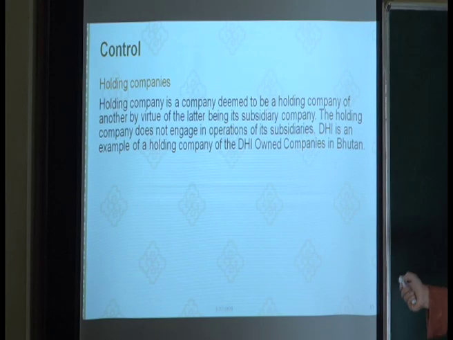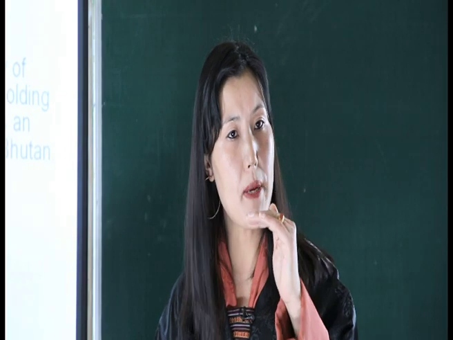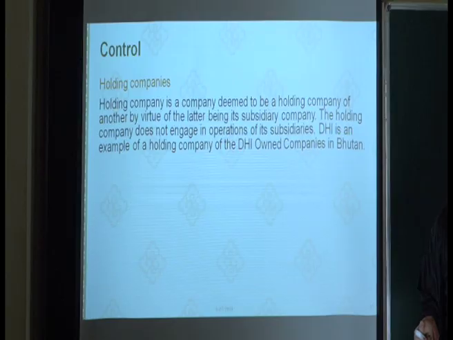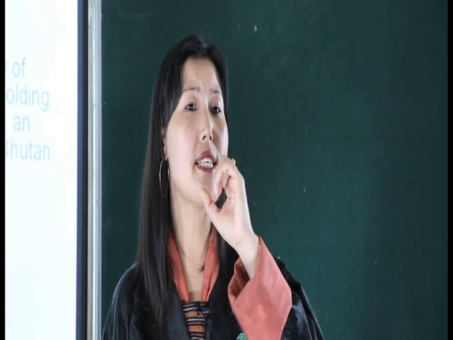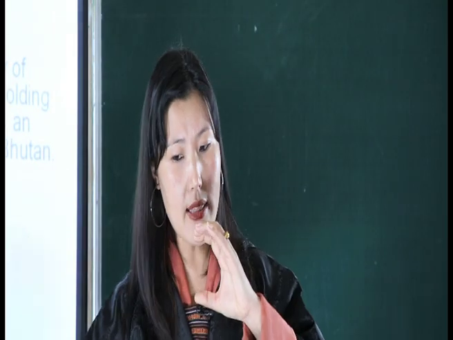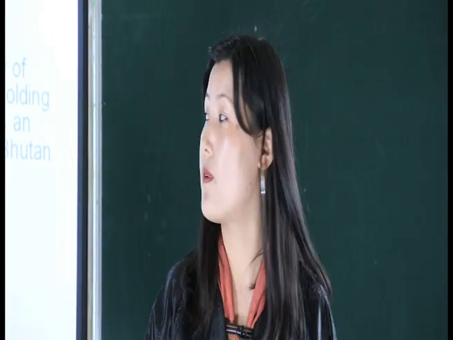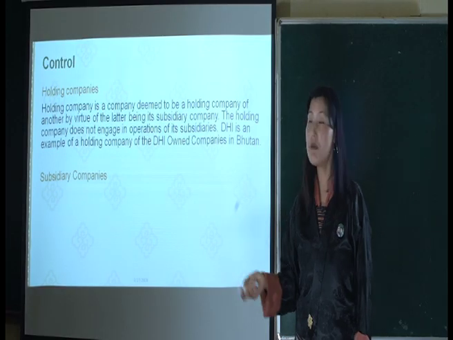The holding company does not engage in the operation of the subsidiary company, but they will hold a major part of the shares. The best example is DHI, which is the holding company, and the other companies under DHI are subsidiary companies.